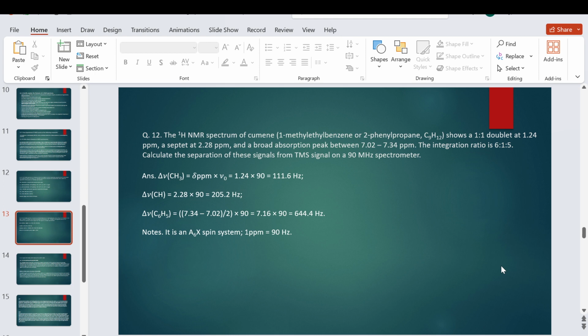Delta nu for CH3 is delta ppm into nu 0, that is 1.24 into 90 becomes 111.6 Hz. Similarly, delta nu for CH is 2.28 into 90, equal to 205.2 Hz. Delta nu for C6H5 equals 7.34 plus 7.20 divided by 2, into 90, equal to 644.4 Hz. Note it is an A6BX5 spin system and 1 ppm is equivalent to 90 Hz.